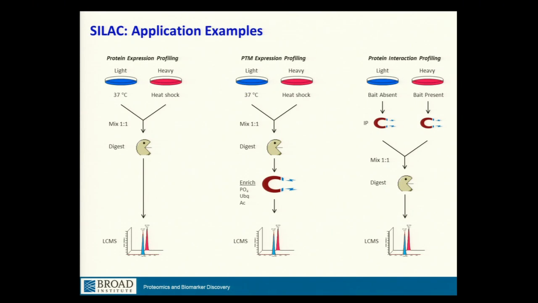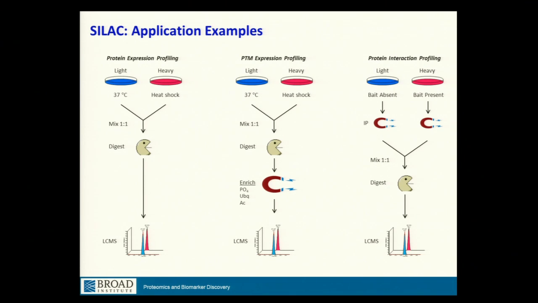So what are some of the experimental paradigms that you can use with SILAC? This should look pretty familiar from some stuff you've seen before. The first is what I just described, a global protein expression experiment. Let's say you grew cells at 37, and then you heat shock cells that were grown in heavy media, and now you mix these 1-to-1, you digest, all that great stuff that Monica told you about, and now you do your LC-MS experiment, and now for all the peptides and therefore the proteins in that sample that you're able to measure using the mass spectrometer, you can get quantitative ratios.